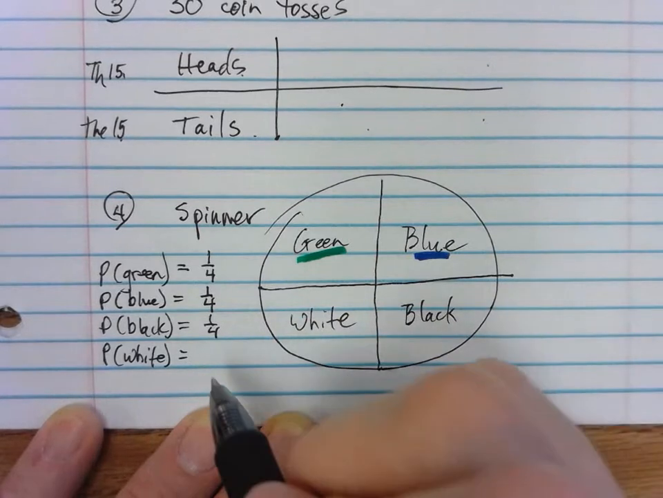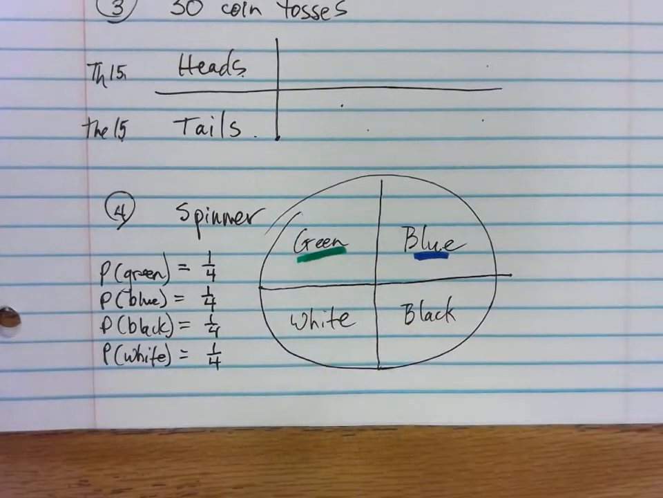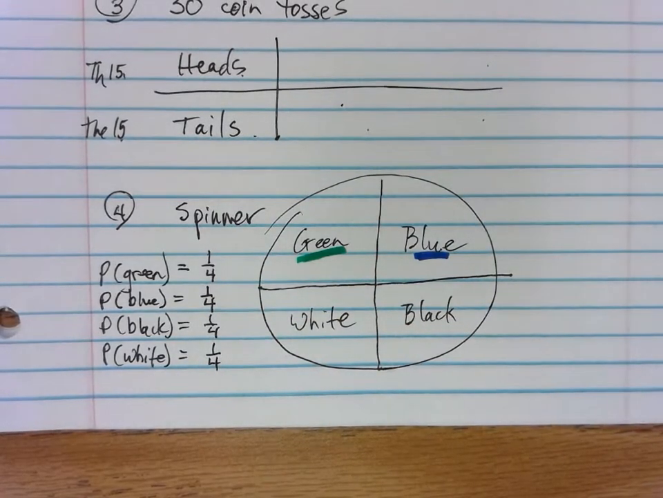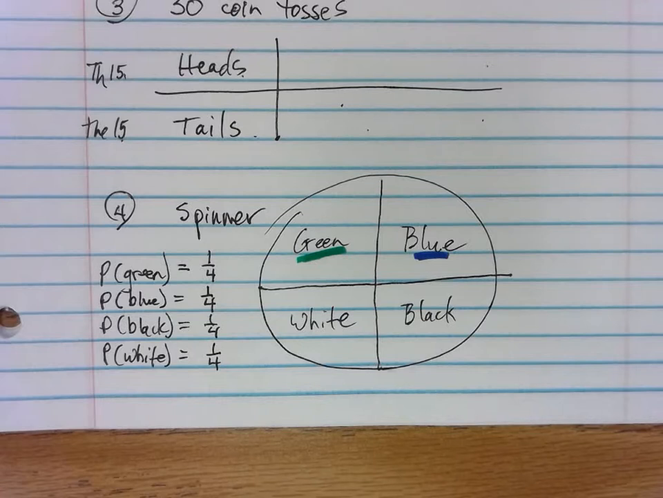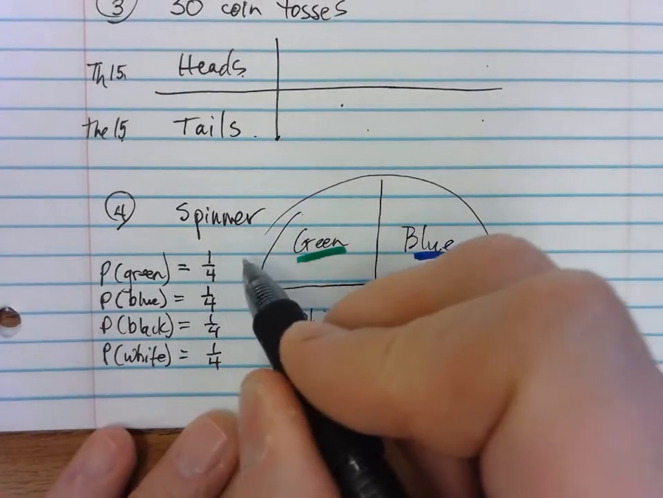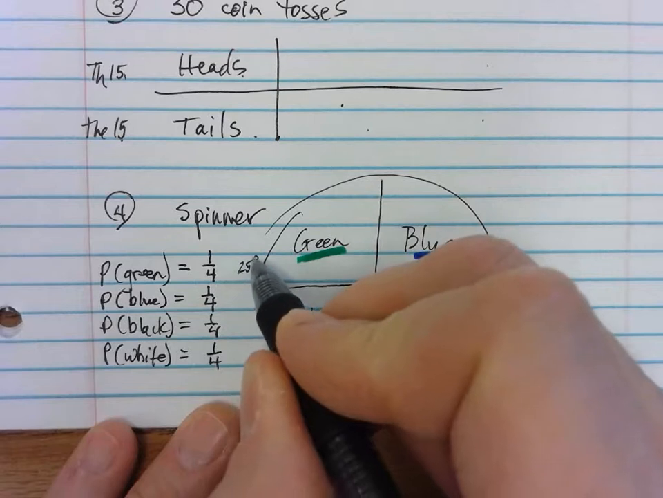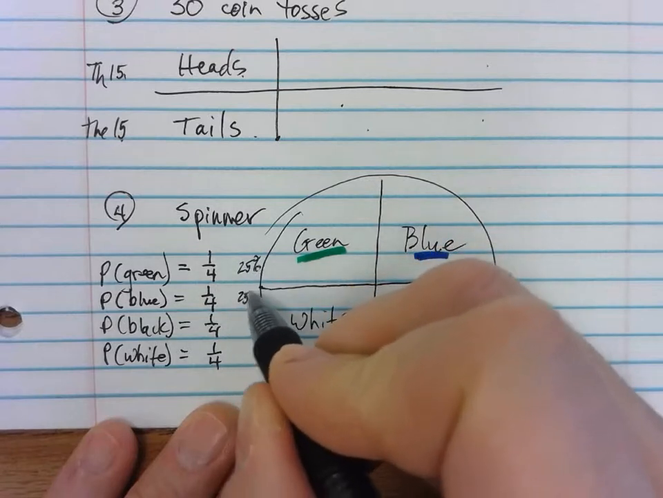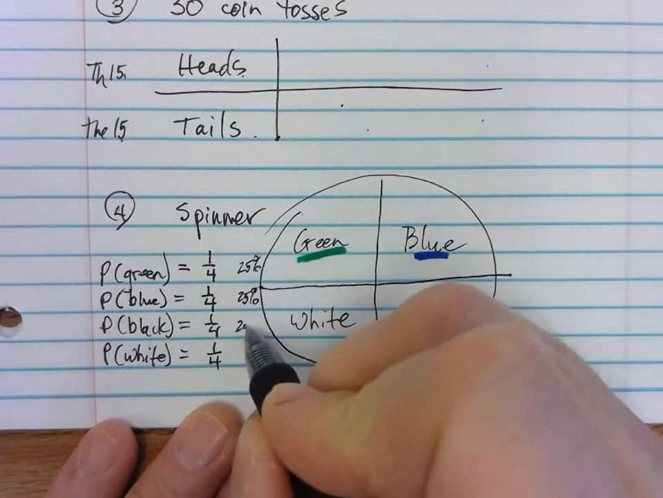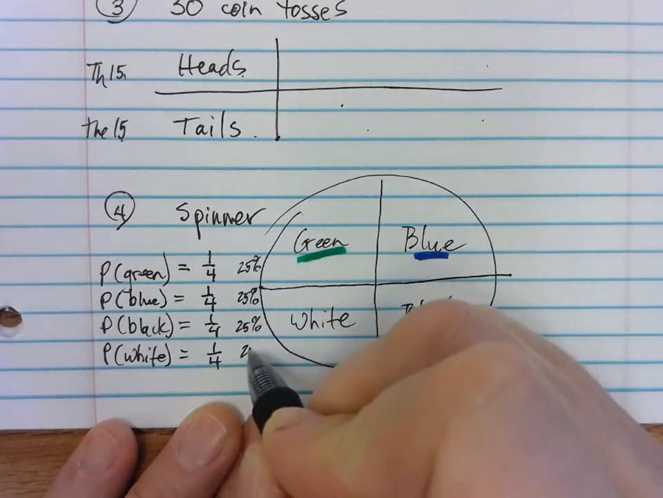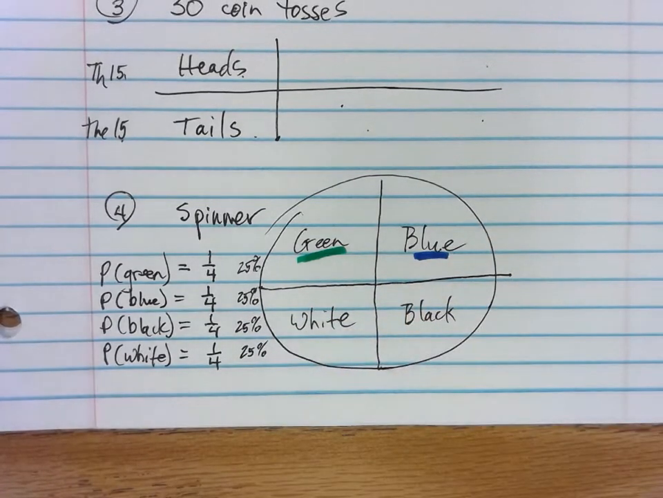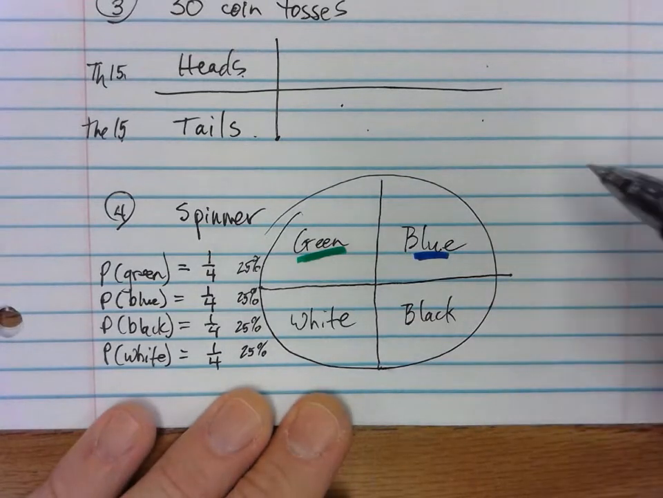What's the probability of white? 1/4. Okay, so they all have an equal chance of occurring. Of course, if you change it to a decimal, can y'all tell me what the decimal is for a fourth? A quarter, right? A quarter, which would be 0.25, or if you change it to a percentage, of course, each one of those is 25%. So you got a 25% chance of getting green, 25% chance of blue, 25% chance of black, 25% chance of white.